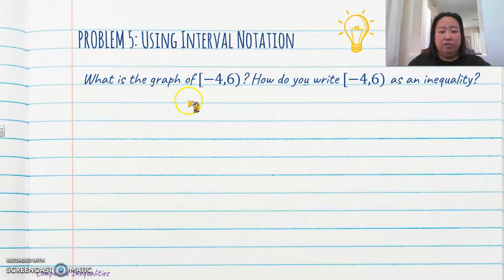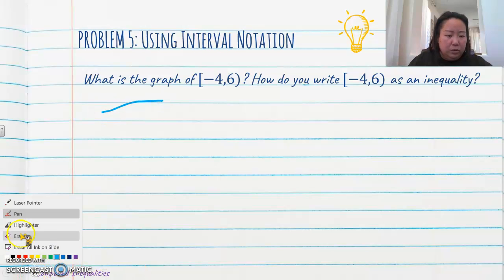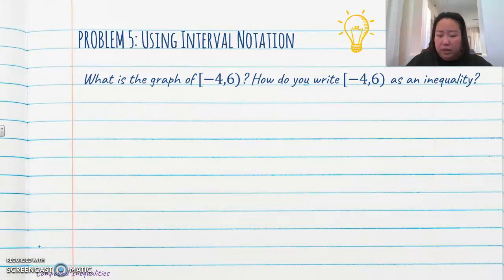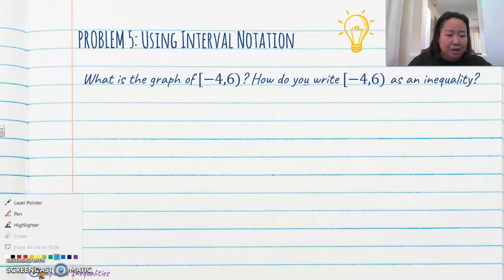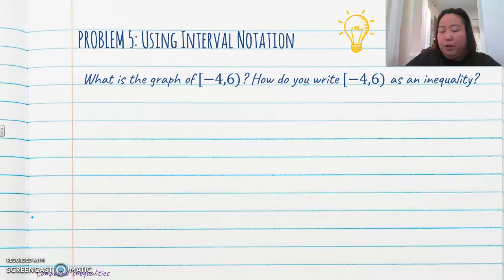So what is the graph of bracket -4, 6? All right, let's start with that. So remember, it's just so difficult to get a straight line. You gotta forgive me about that. Okay, so let's try here. So this is our number line, okay? You have -4, okay? And you have +6.